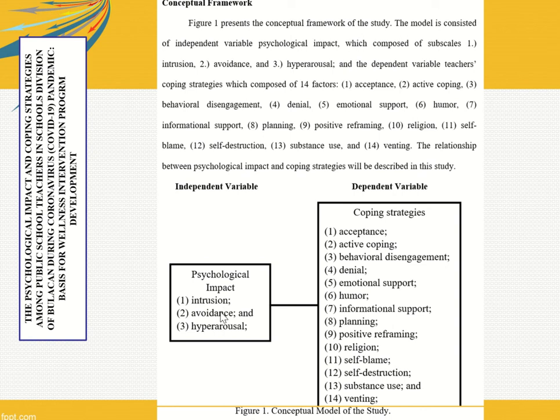So ito yung subscales or sub-variables natin under psychological impact. One is intrusion, second is avoidance, third is hyperarousal. And then the dependent variable is coping strategies. Asan na siya? Dependent variable is teacher's coping strategies, which is composed of 14 factors or 14 sub-variables. So namely acceptance hanggang sa venting, which is number 14. And then, sabi pa, the relationship between psychological impact and coping strategies will be described in this study. So, ito yung relationship. So, association between the IV and the DV.